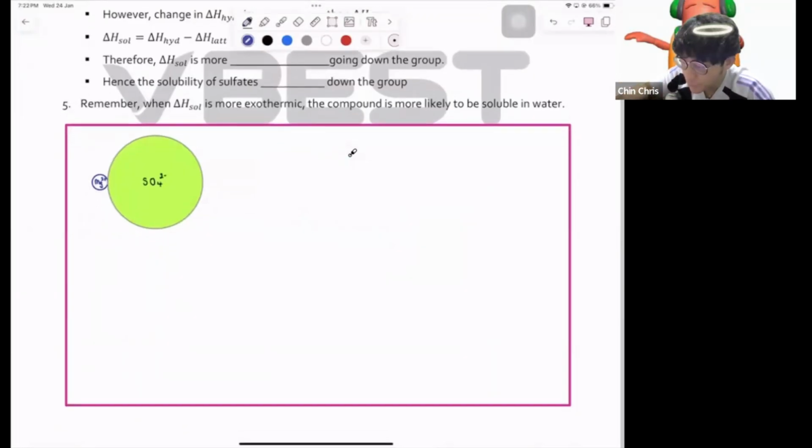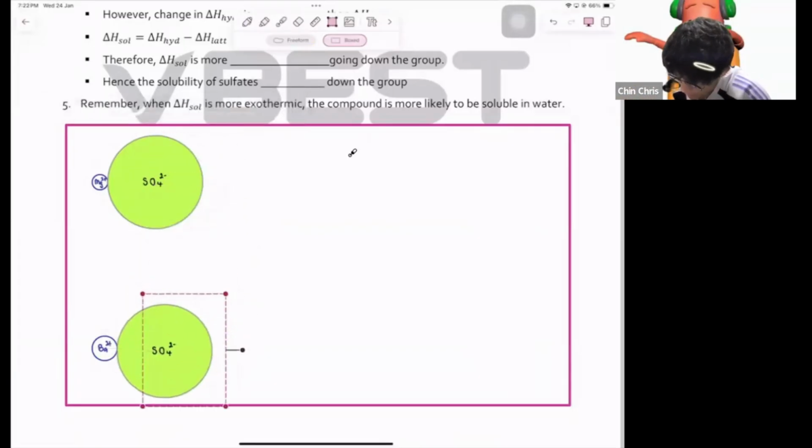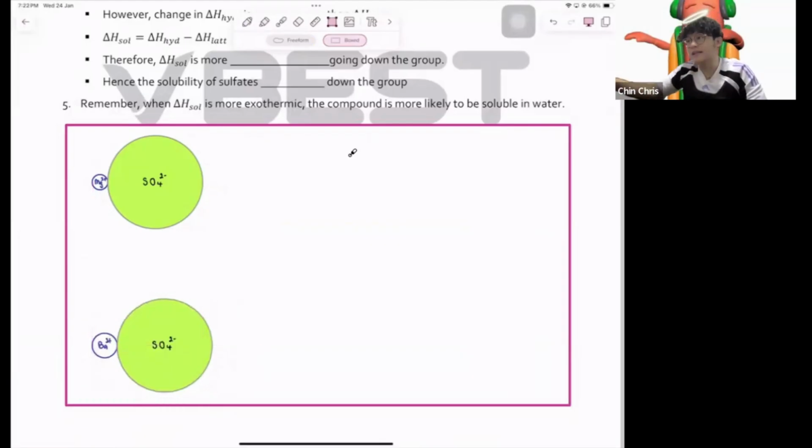Let's say if you draw Ba, it's just slightly bigger than your Mg. So it's bigger than the Mg. And put together with a sulfate, this is magnesium sulfate and barium sulfate. So you can draw this out.